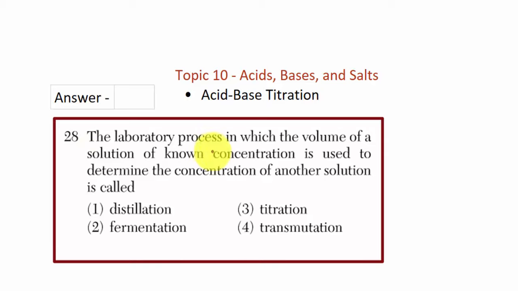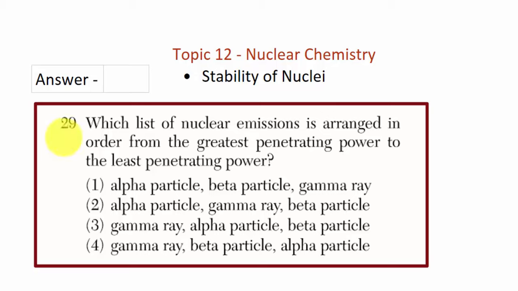Question 28. The laboratory process in which the volume of a solution of known concentration is used to determine the concentration of another solution is called titration. This is the definition of titration. Distillation is a process of separating a mixture of liquids based on their boiling points. Fermentation is an organic process of producing alcohol. And transmutation is a nuclear process, so only titration fits this description.